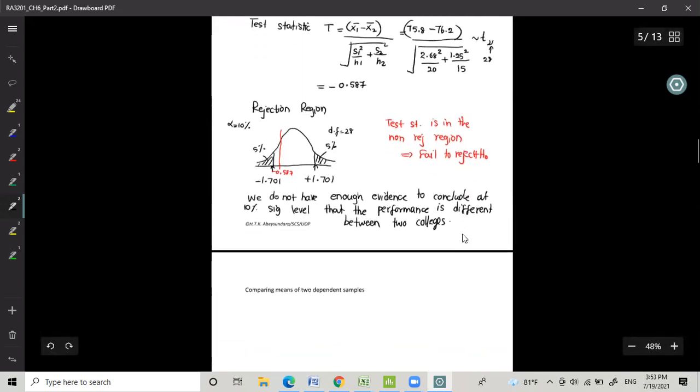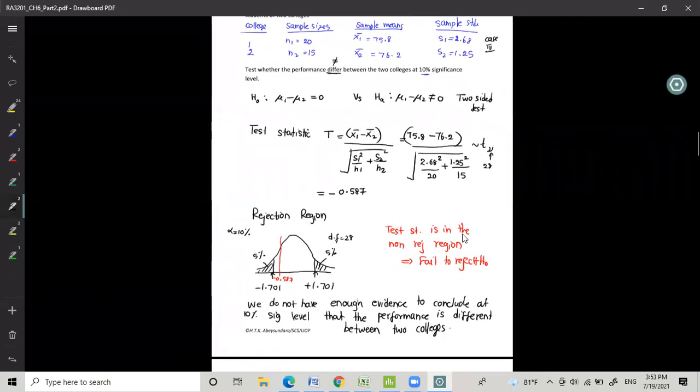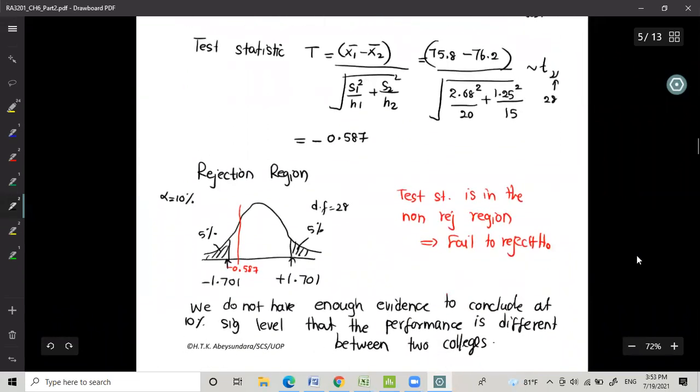So that's the independent samples. Next will be the dependent samples, but we don't have enough time, only 7 minutes. So I'm going to stop for today.